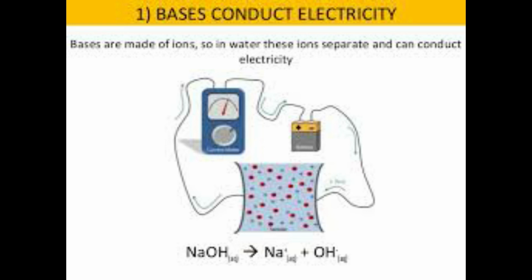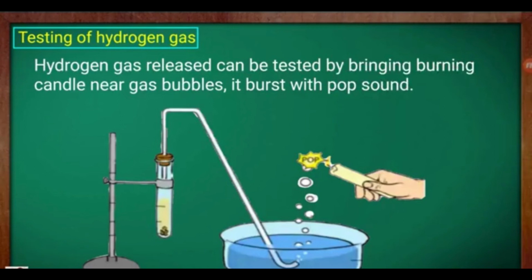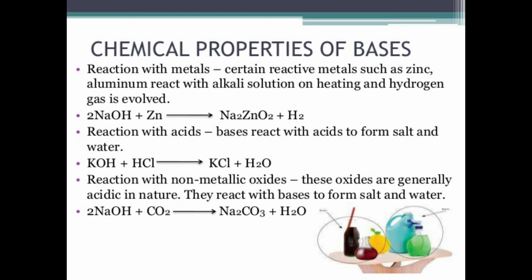Bases react with some metals to form hydrogen gas. When a base reacts with a metal, then the metal salt and hydrogen gas are formed. For example, 2NaOH, that is 2 moles of sodium hydroxide, reacts with elemental zinc on heating to form sodium zincate, Na2ZnO2. It is a salt and also releases hydrogen gas.